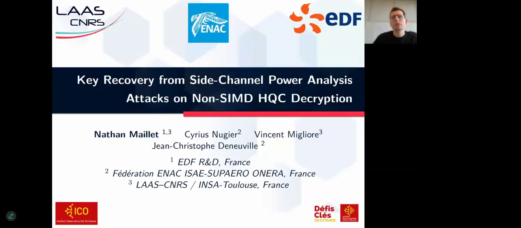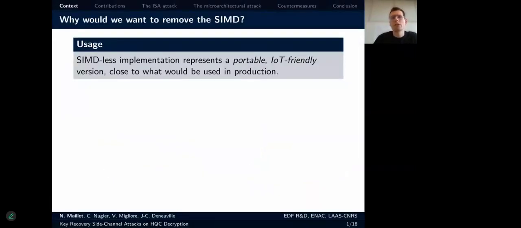To begin with, we didn't work on the optimized version of HQC sent to the NIST. We removed the SIMD, the single instruction multiple data, which is done by a vector unit in your processor. And it's not baseless, as if you have some machine like an IoT friendly machine, you for sure don't have a vector unit, so you don't have any choice and you just have to remove this SIMD. So the SIMD-less implementation represents a portable and IoT friendly version.